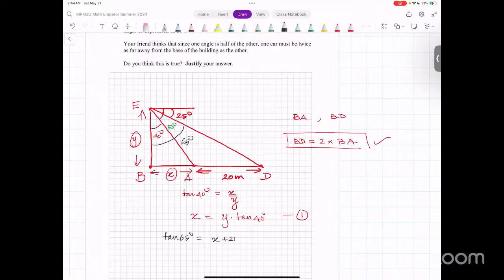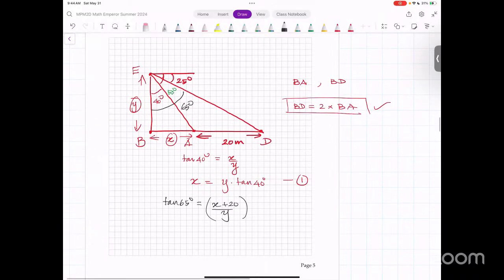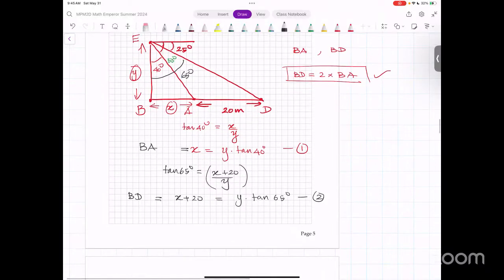it's x plus 20 divided by y. So all I need to find out is what x plus 20 is. So we know x plus 20 is equal to y times tan 65. Equation number 2. But remember, the x is the distance BA, and x plus 20 is the distance BD, isn't it? Are you seeing the picture? Everyone seeing that? Yeah.